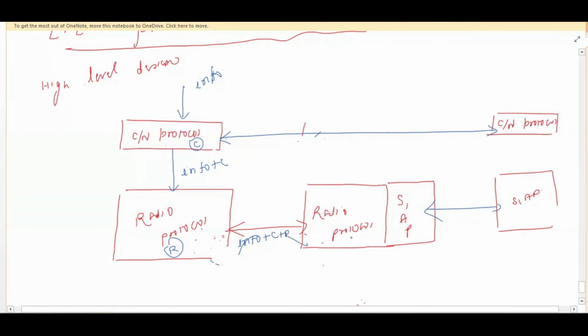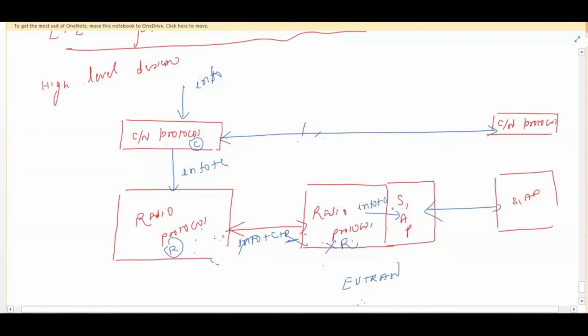Now on the receiver side we have the radio protocol. The radio protocol understands only R. Why? Because the radio protocol transmitter transmitted R, and the receiver side has the same radio protocol, so it understands R. But the radio protocol cannot understand C. Why? Because to understand C, EUTRAN must have the core network protocol, but EUTRAN does not have it. So what will the radio protocol do? Within the EUTRAN, it will forward this information to the S1AP protocol. What information is left? Info plus C. R has already been decoded.